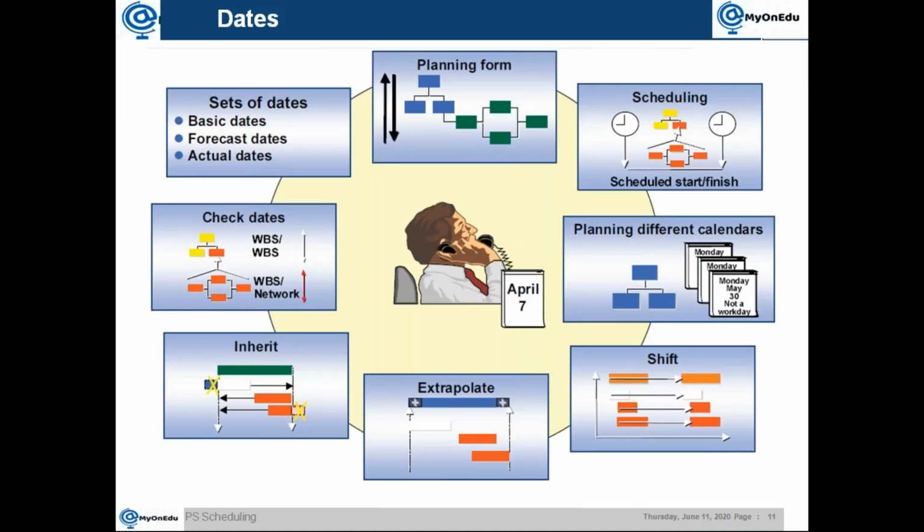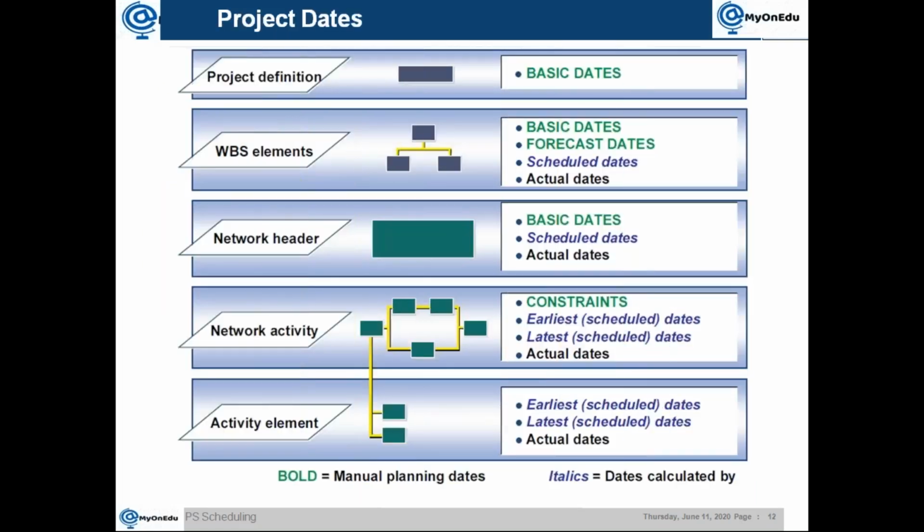Now these are the different dates available in SAP. Okay, so set of dates. We have basic dates, forecast dates, actual dates available. Then we have planning form, scheduling. So these are relevant for the dates. So if you look at any project, these are the different types of dates available.